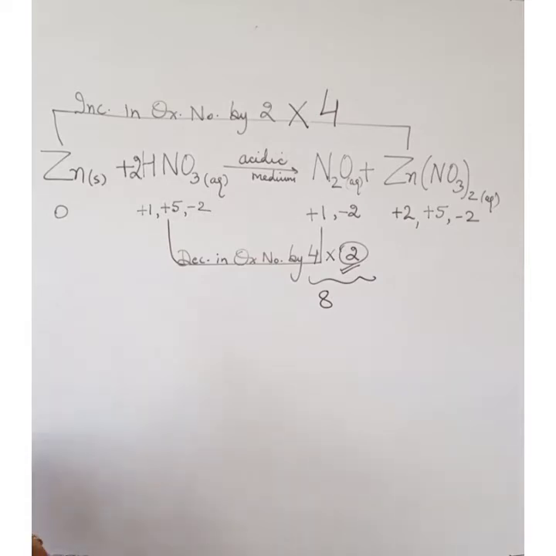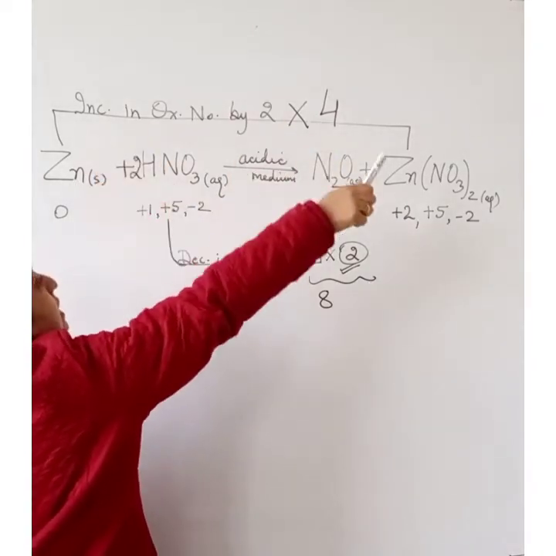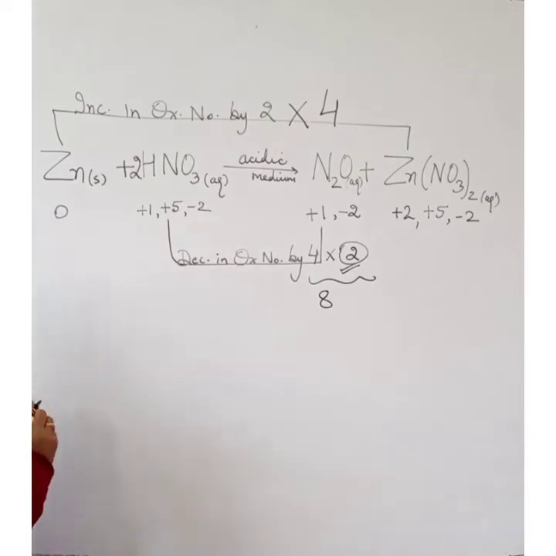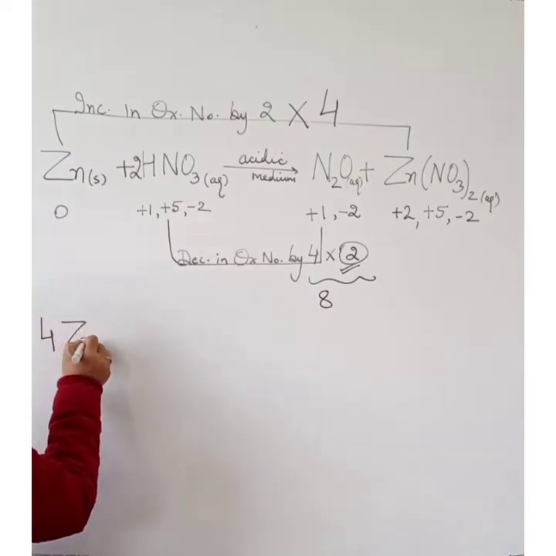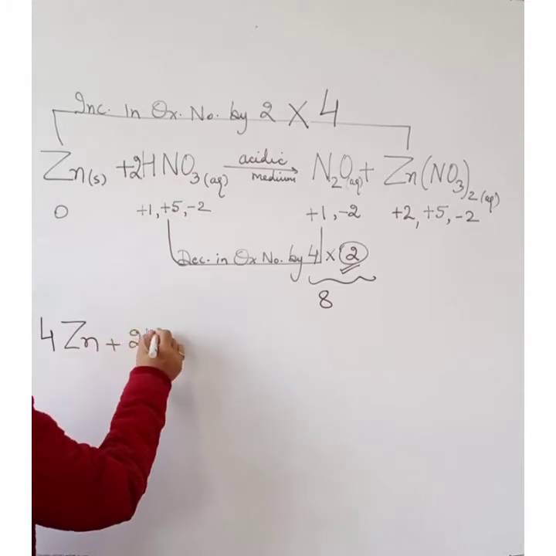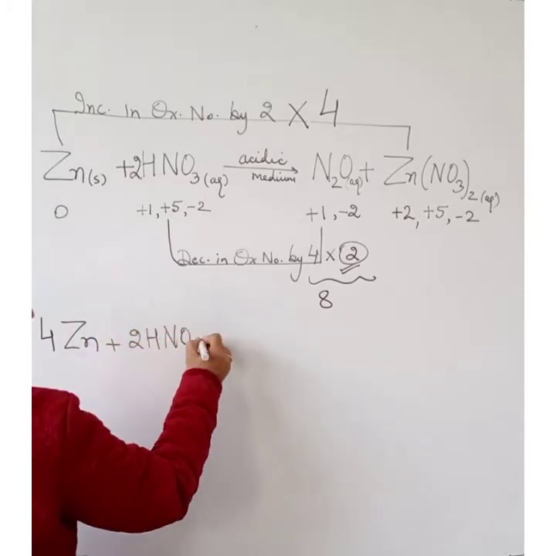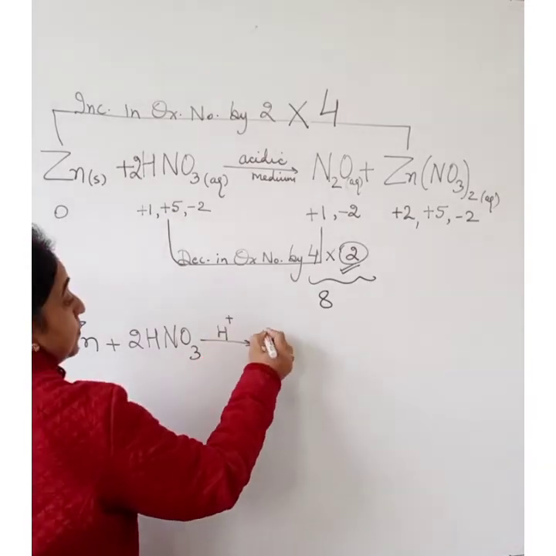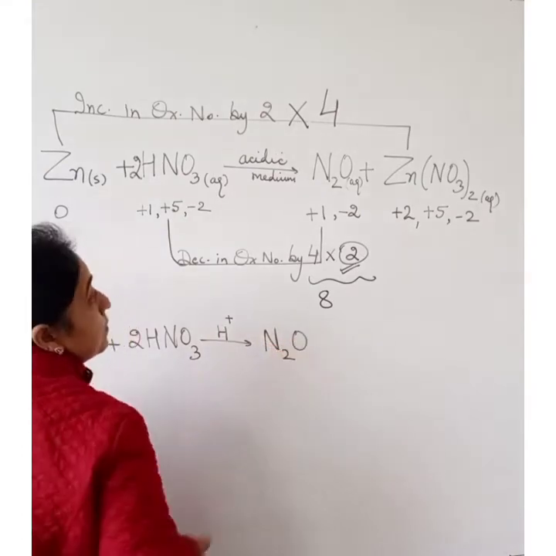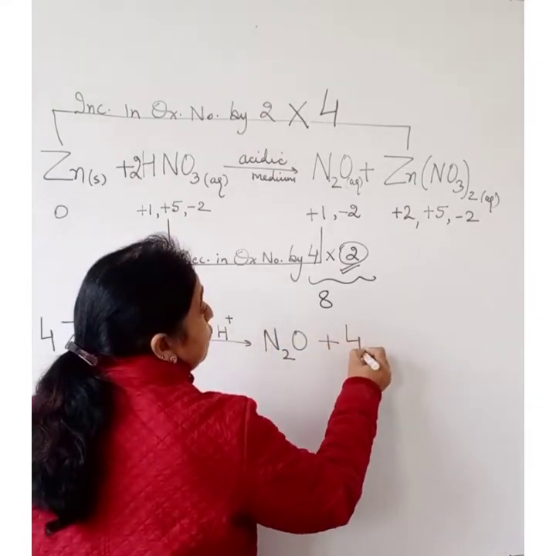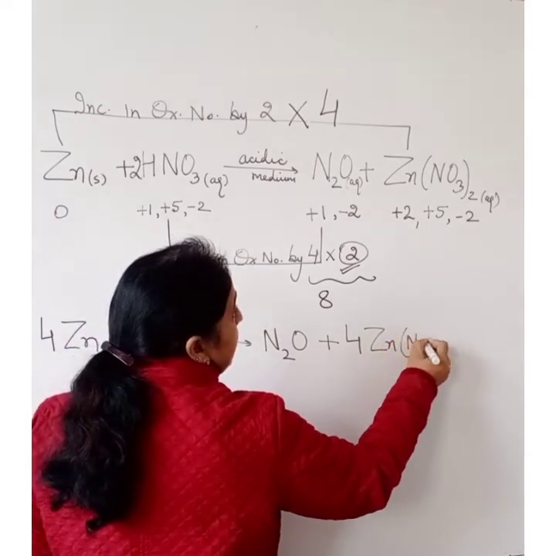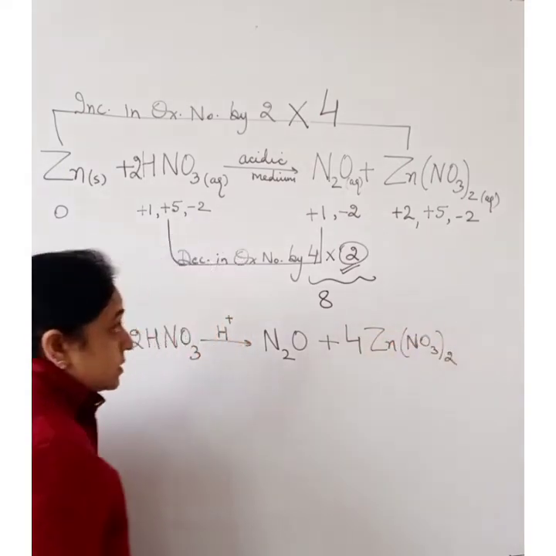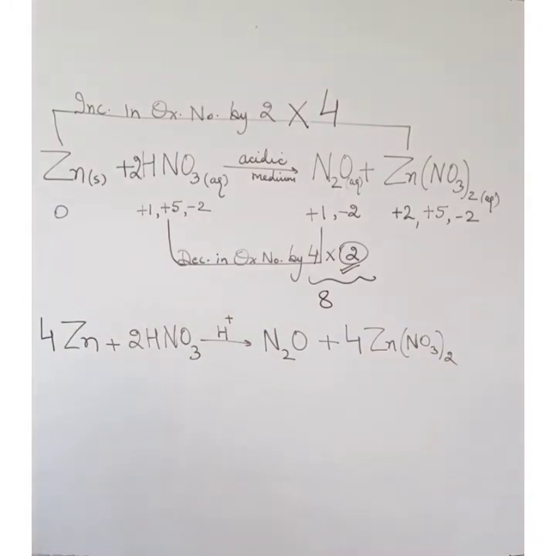Let us rewrite the equation. So 4 you are multiplying means on both the sides you have to multiply by 4 because you are balancing the change. So 4Zn plus 2HNO3 gives, the medium is acidic so I am putting H plus, gives N2O plus 4Zn(NO3)2. So we have written the equation. Now we have to balance all the other atoms except hydrogen and oxygen.